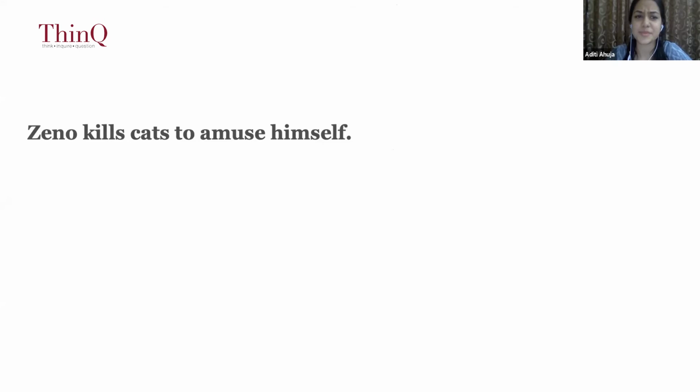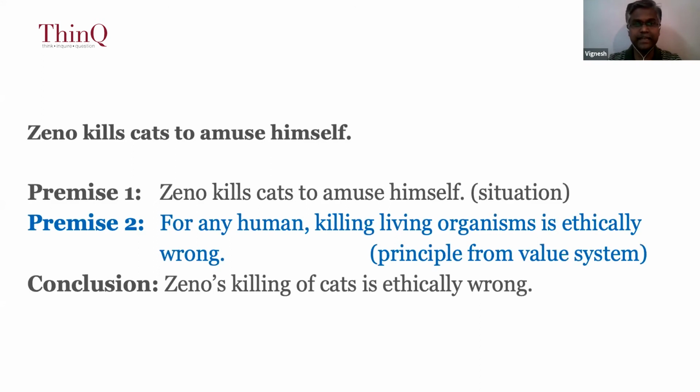Now, what would be a principle or a kind of rule, so to say, that helps you arrive at this judgment from this situation that Zeno kills cats to amuse himself? Okay, let me see. Perhaps what I would say is killing an organism, a living organism, is ethically wrong, and a cat is a living organism, and therefore killing a cat is ethically wrong. Right.